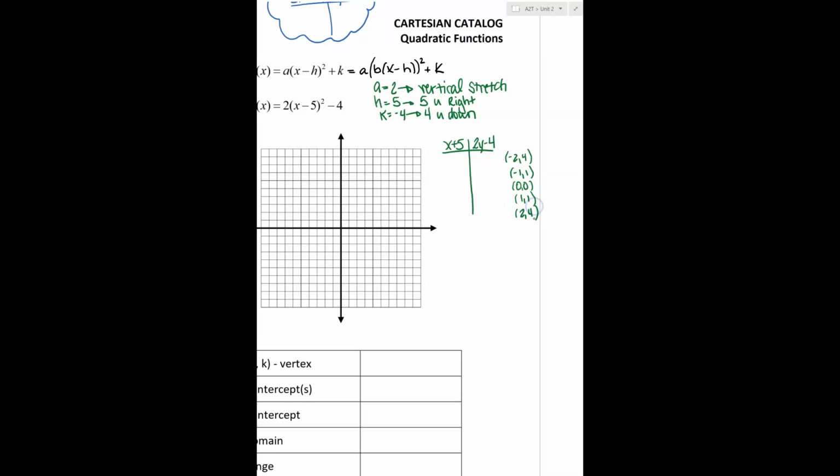And we're going to plug them in. So -2 plus 5 gives us 3. -1 plus 5 gives us 4. 0 plus 5 is 5. 1 plus 5 is 6. And 2 plus 5 is 7.